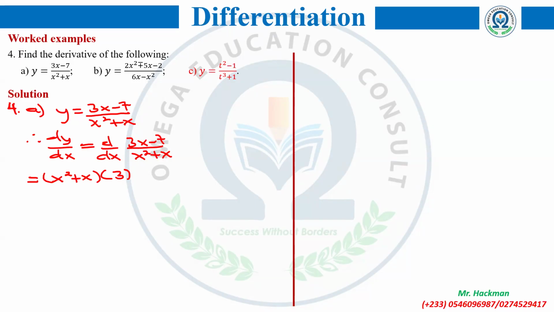Okay, then that's not all. Minus. I hold my numerator function. It's a binomial, so I put it in brackets: 3x minus 7. Then differentiate my denominator function. If I find d/dx of x squared plus x, it means I will differentiate term by term. If I differentiate x squared, that will give me 2x. If I differentiate x, that will give me 1. So it will be plus 1. All over my denominator, which is x squared plus x, the whole of that squared.